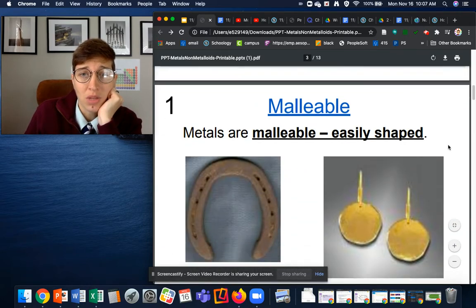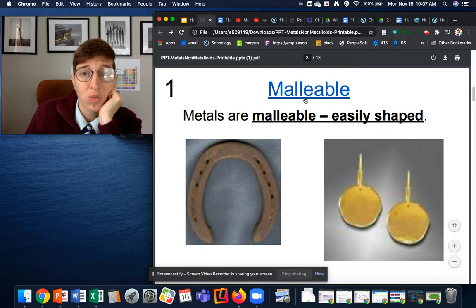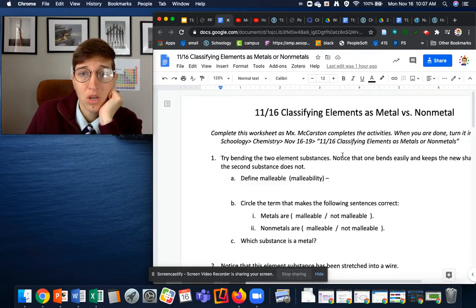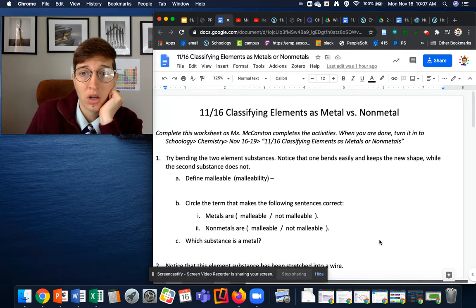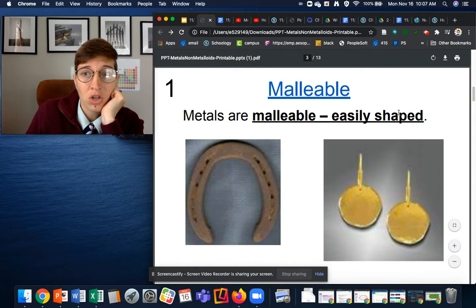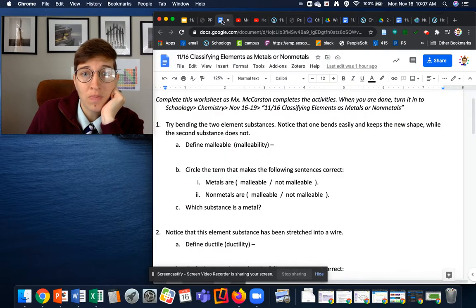So what makes something a metal versus a nonmetal? So when things are malleable, they're easily shaped. So in number one, our definition for malleable is easily shaped. So pause and write that down. Then we're going to circle the term that makes the following sentences correct. So in Notability, you're going to circle malleable or not. So metals are malleable or not malleable?